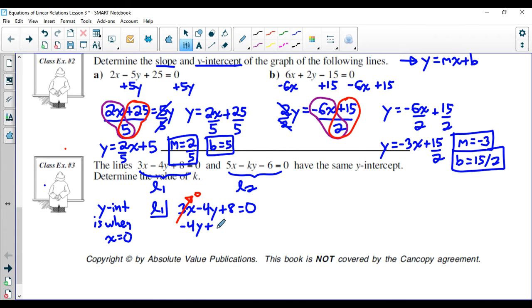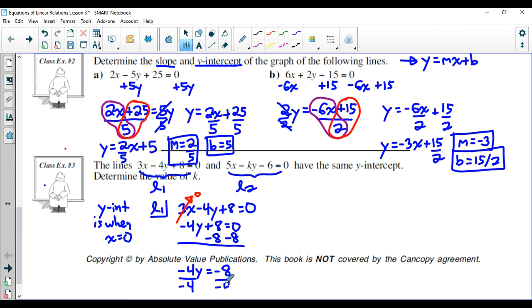Okay, now this is going to leave me with negative 4y plus 8 is equal to 0. And we need to figure out what the value of y is, and that'll be my y-intercept. Okay, so we're just solving a linear equation here. So I'm going to subtract 8 from both sides to isolate the negative 4y term. So that's going to leave me with negative 4y would be equal to negative 8.